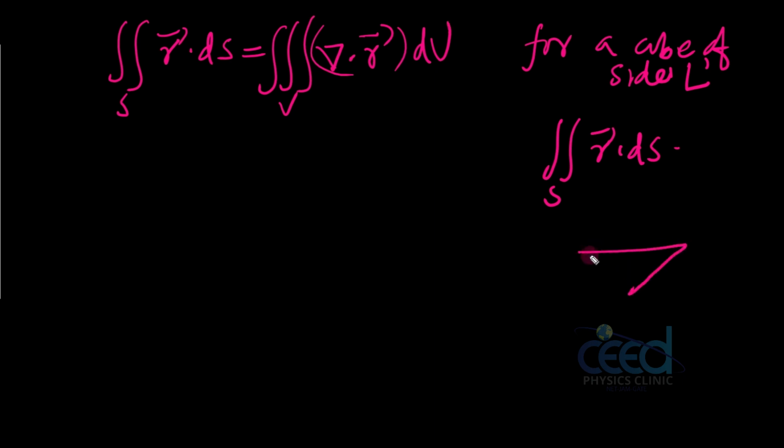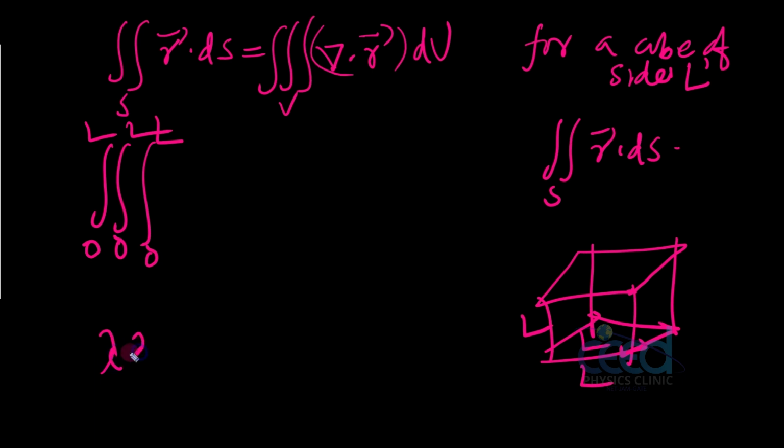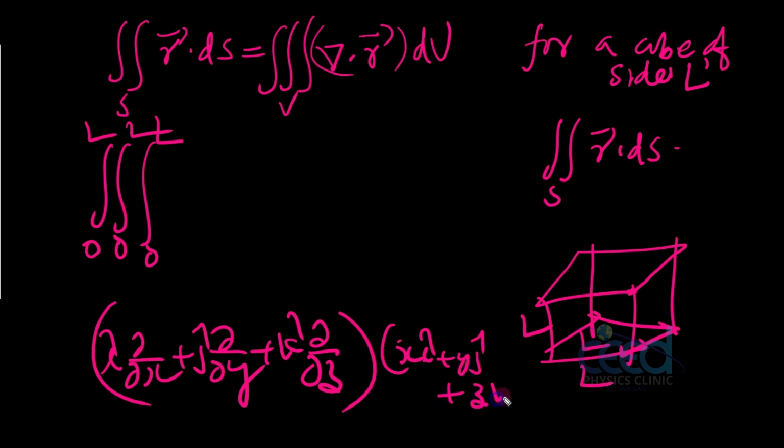If you consider a cube, what is the volume limit? For a cube, all the lengths are L: x length is L, y length is L, z length is L. So I can give this triple integral limits as 0 to L, 0 to L, 0 to L. What is div R? We have already studied it: i cap dou by dou x plus j cap dou by dou y plus k cap dou by dou z dot R, where R is x i cap plus y j cap plus z k cap, the position vector. Doing this, 1 plus 1 plus 1 equals 3. So I can write 3 into dv.